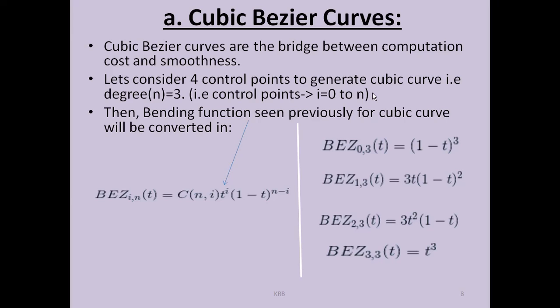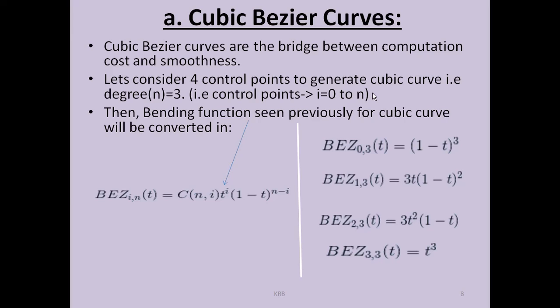So here Bezier curves consist of 2 solving methods. The first one is cubic Bezier curves and the second one is the subdivision method. So let's see first how we can form the curve using the cubic Bezier curves method. Cubic Bezier curves are the bridge between computation cost and smoothness. So let's consider, as it is a cubic Bezier curve, there are a total of 4 control points. So consider 4 control points to generate the cubic curve.